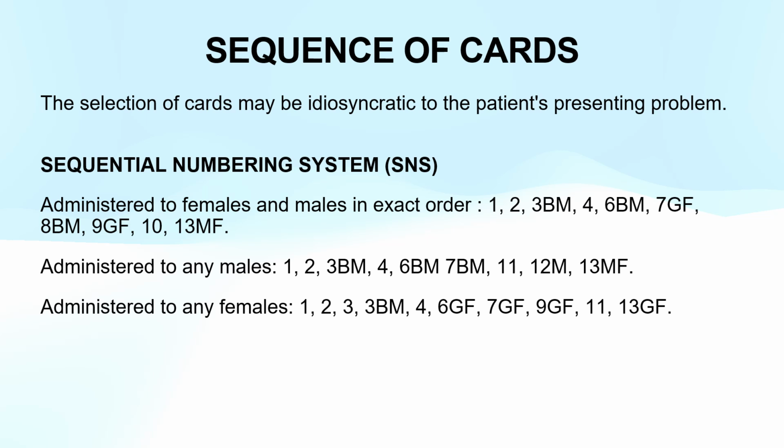Now, sequence of cards. A lot of ambiguity is there in how the cards should be administered and in what sequence. But generally, this is something that has come forward in whatever research I have done. So administered to females and males in exact order is image 1, 2, 3 BM, 4, 6 BM, 7 GF, 8 BM, 9 GF, 10, 13 MF, and then administered to any males and females. So this gives an approximation of how the cards are supposed to be administered. Now this sequence you can change depending on your own clinical judgment.